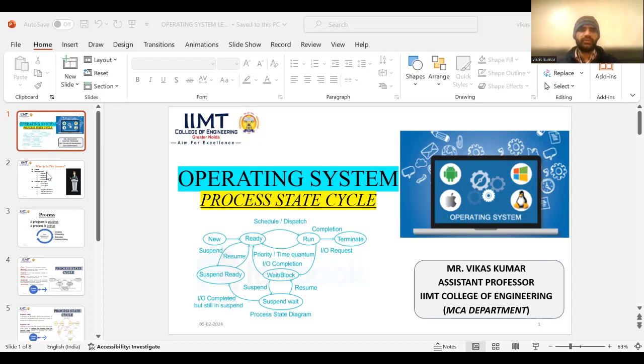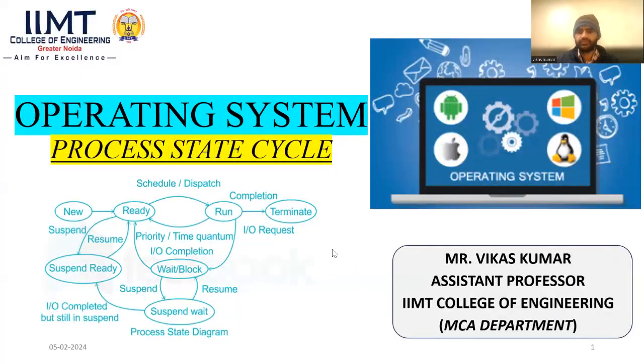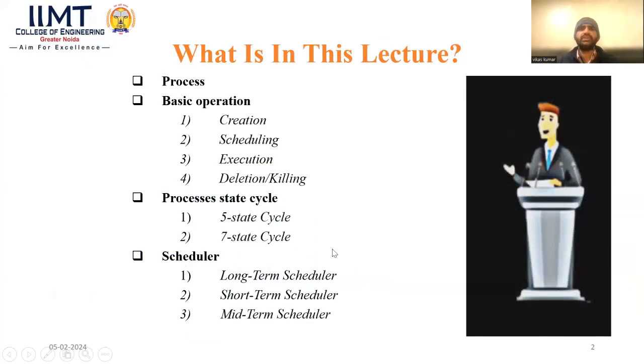So let's see what we will discuss in this lecture. We will discuss what is a process and the basic operations on a process: creation, scheduling, execution, and deletion and killing. Whenever a process goes to the CPU, it is executed by the CPU. After completion of the process, deletion of the process is done, or sometimes we say killing the process, so we can remove the process from our system.